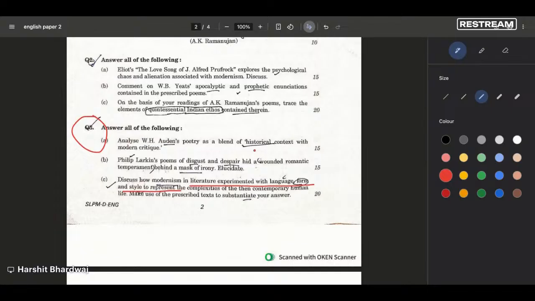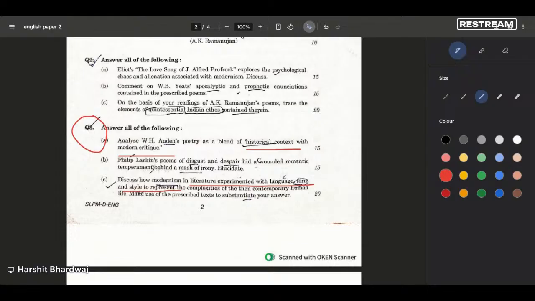So Auden's poetry is a blend of historical context with modern critique. He's writing about the war, the poem September 1, 1939, historical context, modern critique, right? Petition, there is a historical context, modern critique. Even The Shield of Achilles, a superb example of this, historical context, even the classical context, but modern critique. So you pick your poems, you pick your examples. If you can remember the lines, the quotes, this is a pretty good question to attempt.